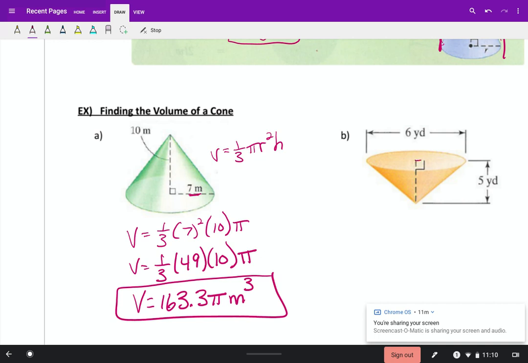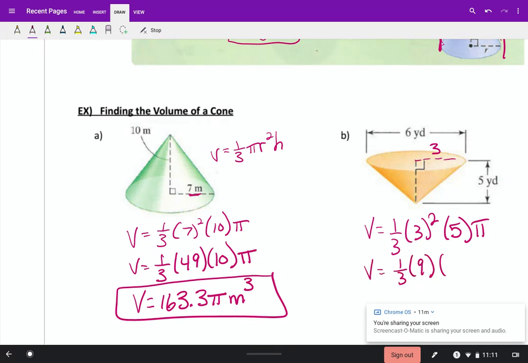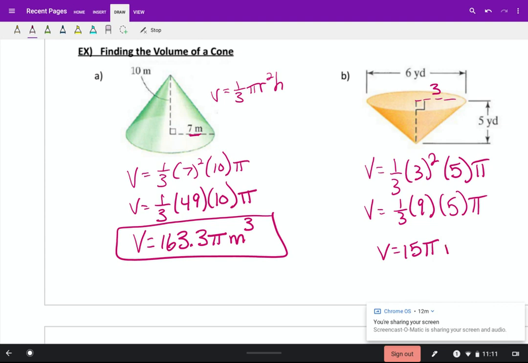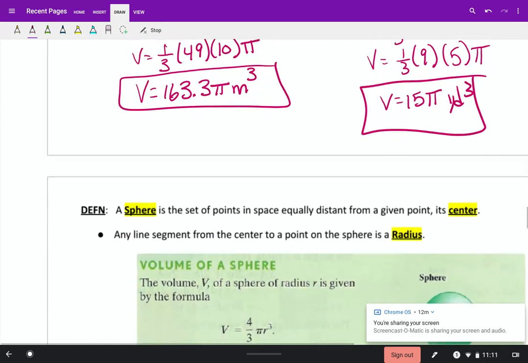This one, they gave you the diameter. So this radius would be 3. So your volume is going to be equal to 1/3, 3 squared times 5 pi. So this is actually going to be 1/3 of 9 times 5 pi. That's going to get us to 45 divided by 3, which is 15. So this is going to be 15 pi, and this is yards cubed. Again, you can multiply by pi. I'm not going to, but if it says round, you need to.